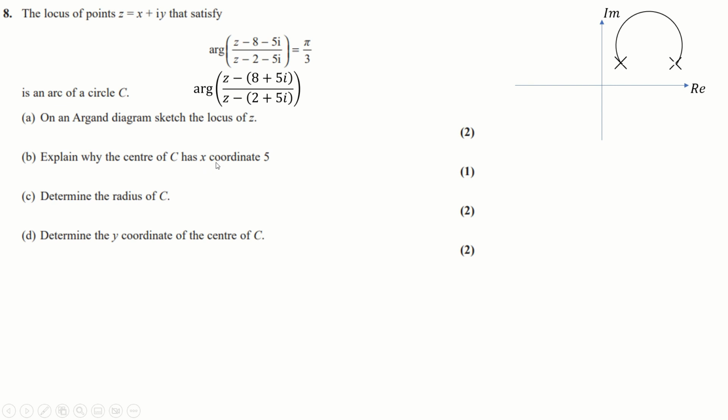Explain why the center of this circle here, if we imagine this as a whole circle, has center coordinate 5. Well, that has x coordinate 2, and that's 8, so we just take the average and we get 5.